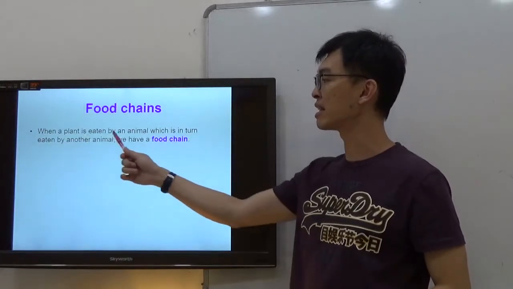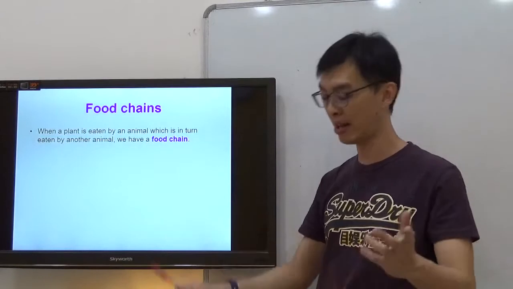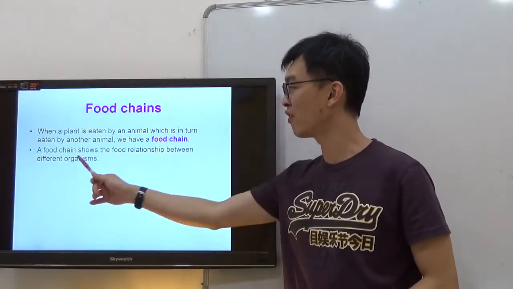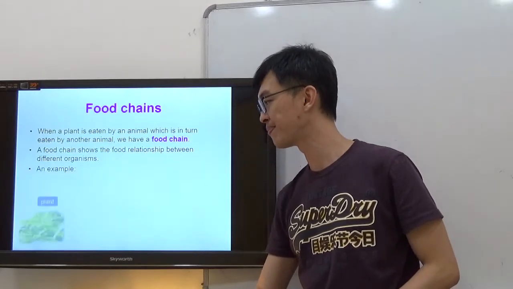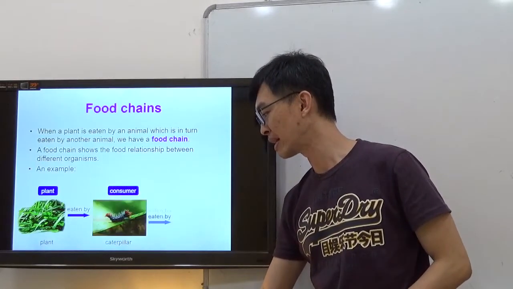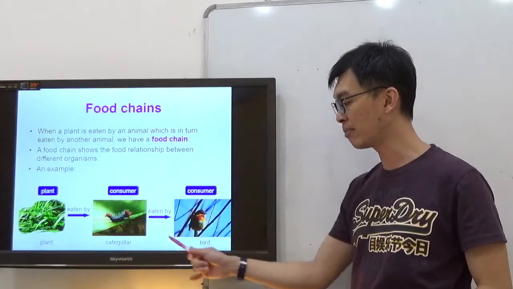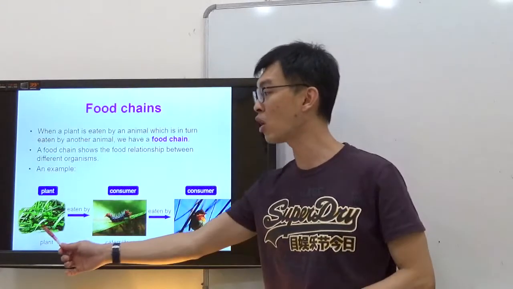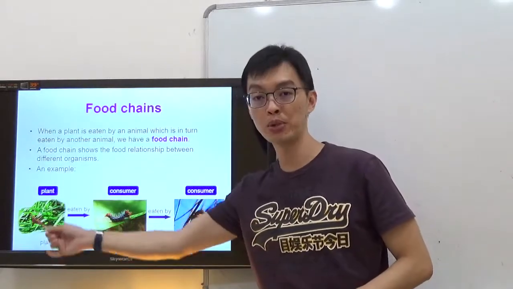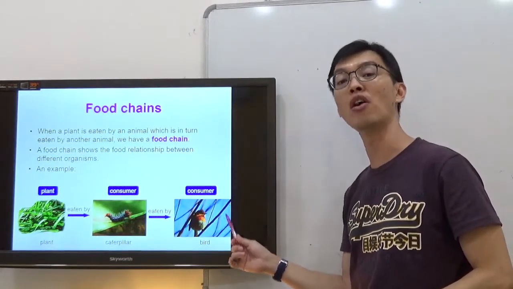When a plant is eaten by an animal which is in turn eaten by another animal, we have a food chain. Let me give you an example. A food chain shows the food relationship between different organisms. Let's take a look. Now, plant is eaten by the caterpillar, which is in turn eaten by the bird. So this is called a food chain. It must always begin with a food producer and ends with the last consumer.